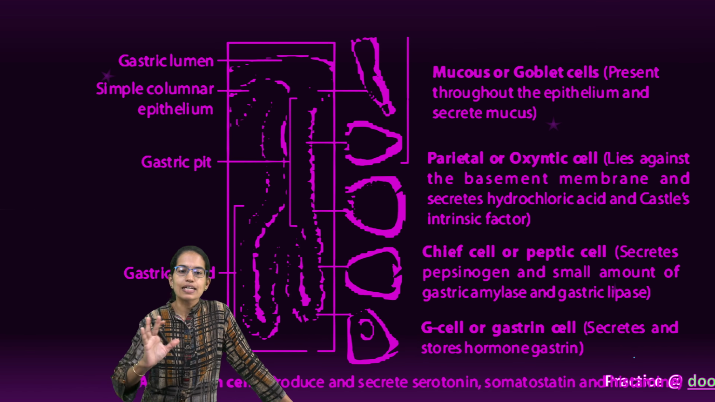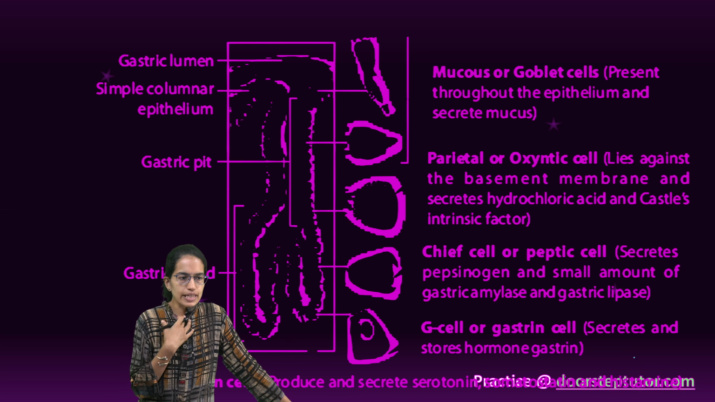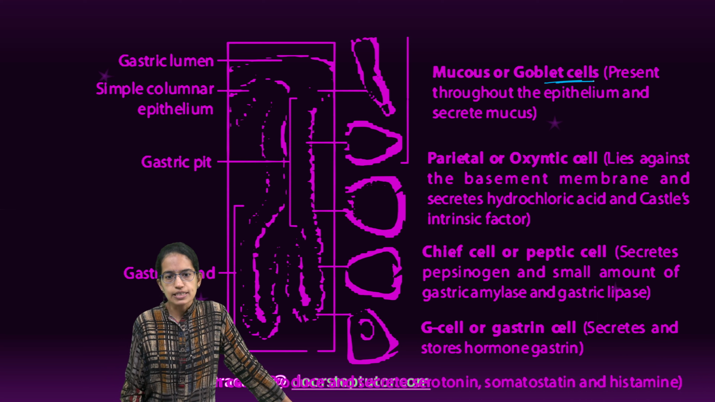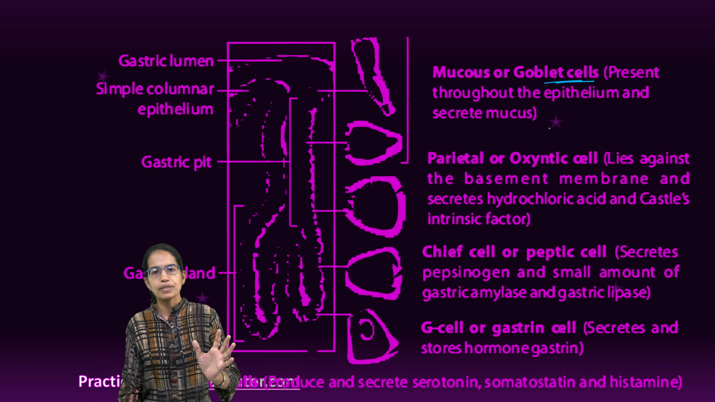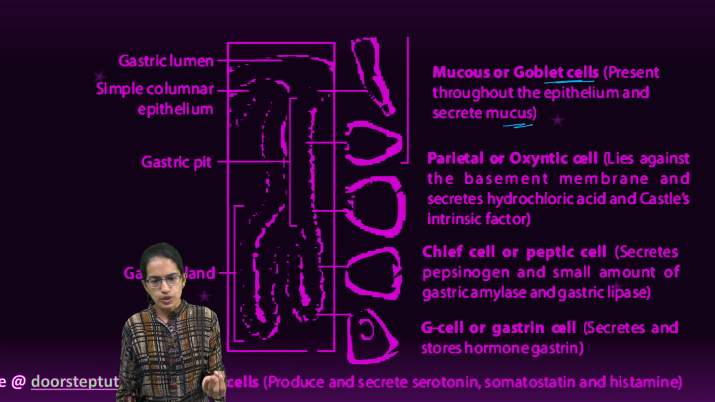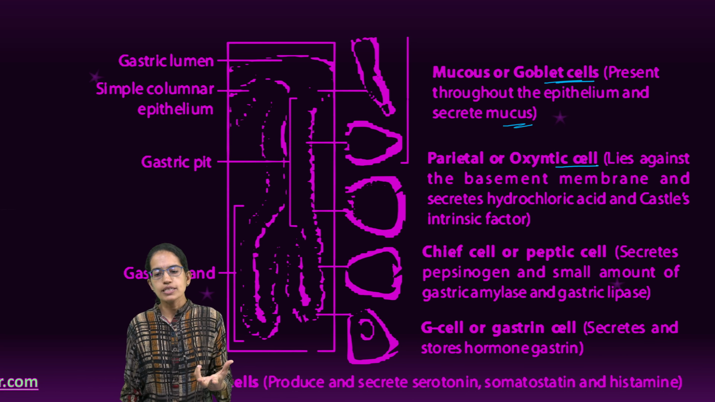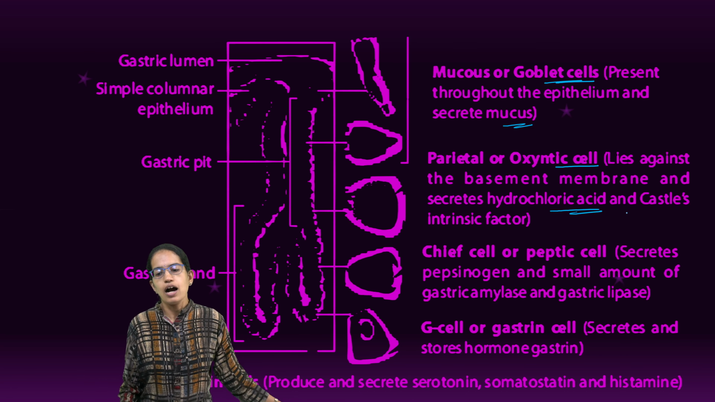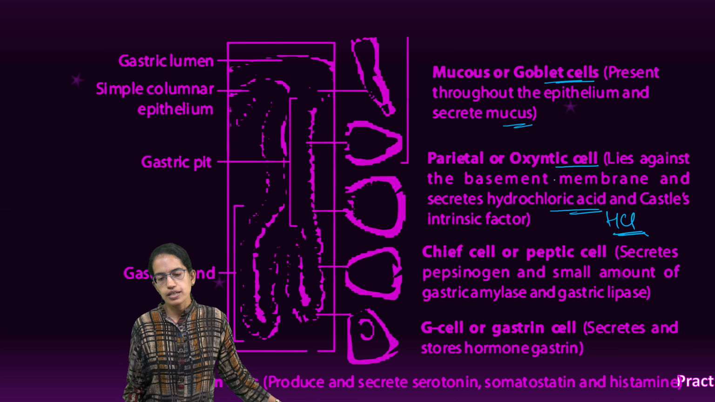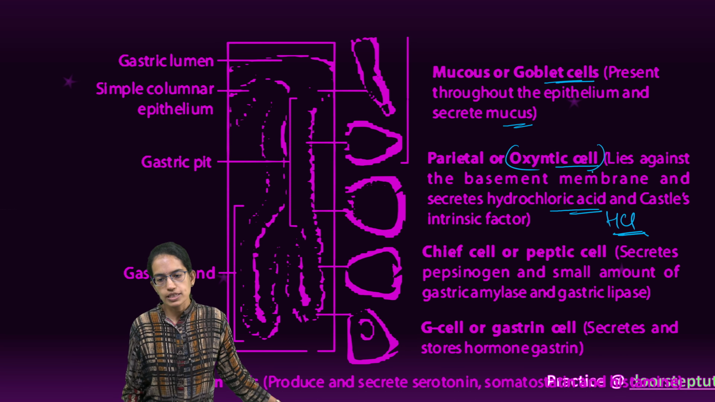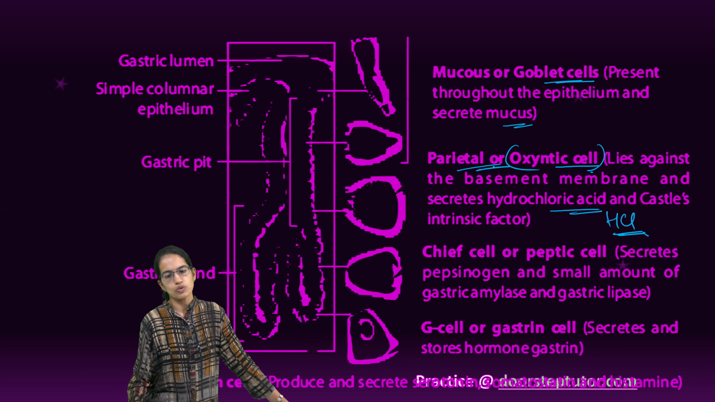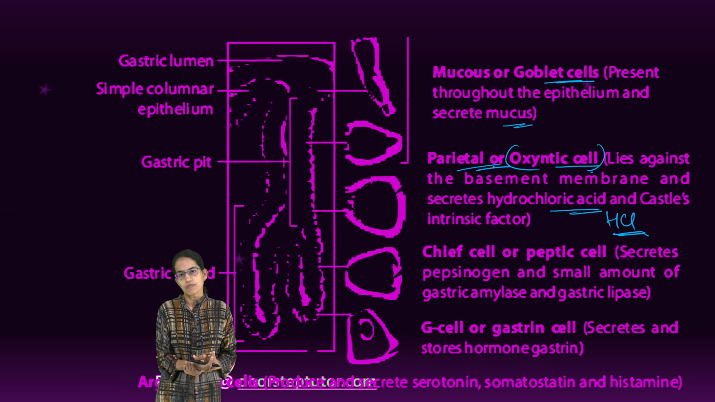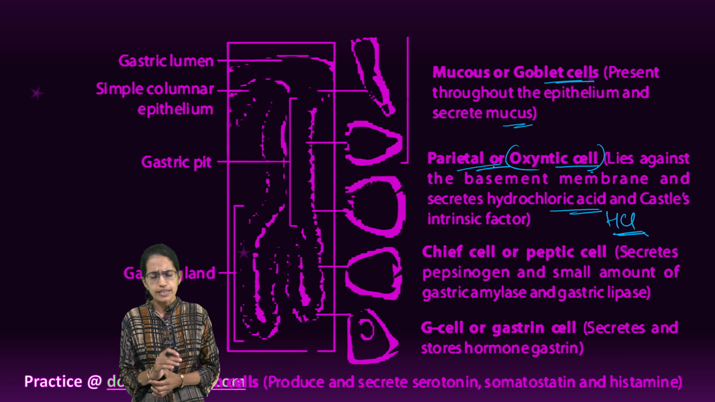The next is the gastric glands. Under the gastric glands, there are mucus or goblet cells. They are present throughout the epithelium and release mucus. Oxyntic cells, they are at the base and they release HCl. HCl is the important release from the oxyntic cells, which are also known as the parietal cells, and they are also responsible for Castle's intrinsic factor.